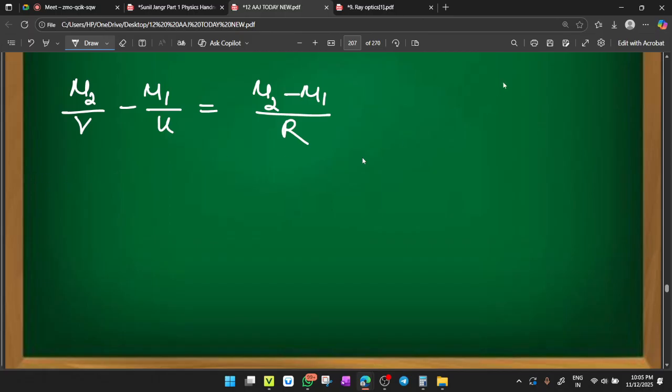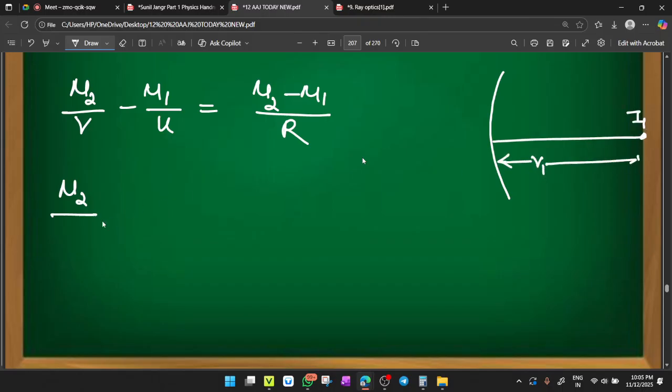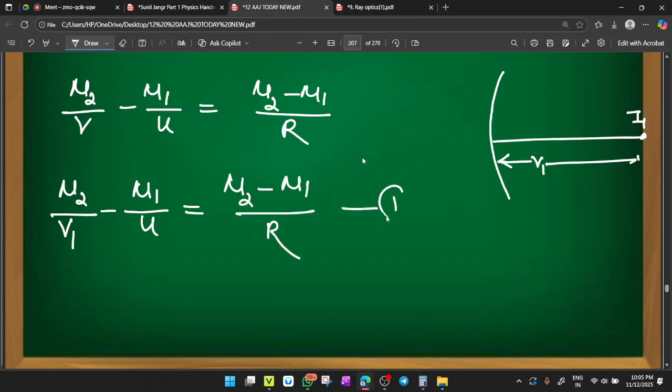So for the left surface, we have performed the refraction here. So what happened? Mu2 upon V. In the place of V, there is the distance of this intermediate image I1. We have considered it V1. So place here mu2 upon V1 minus mu1 upon U equals mu2 minus mu1 upon R. Clear or not clear? Give it equation number 1.